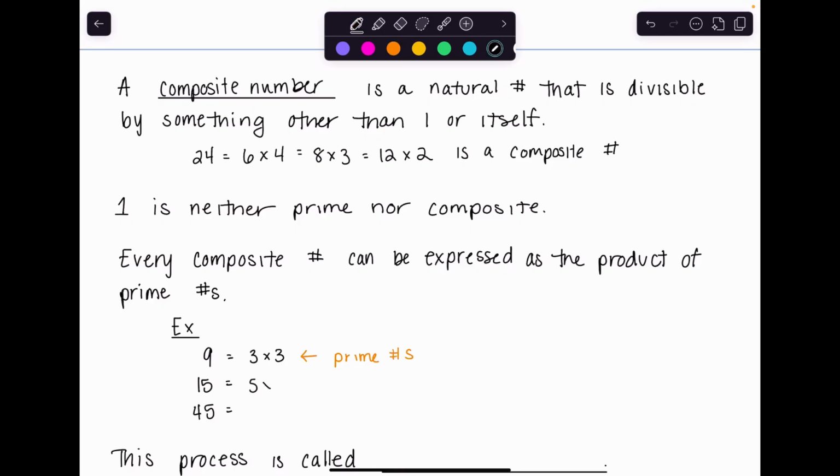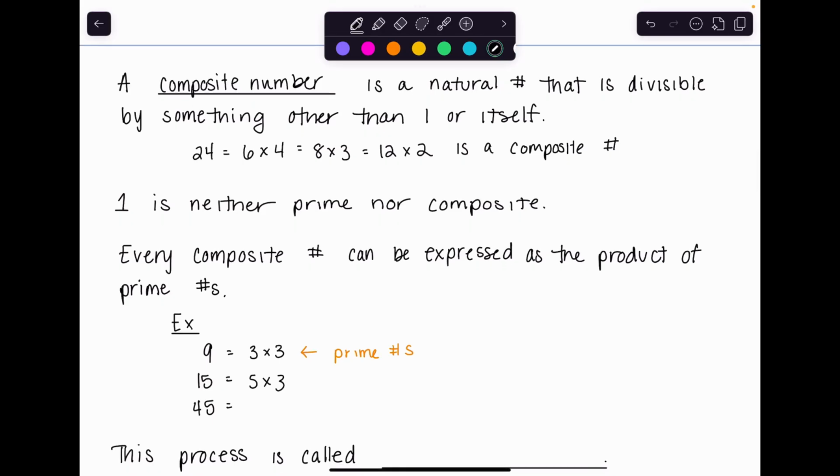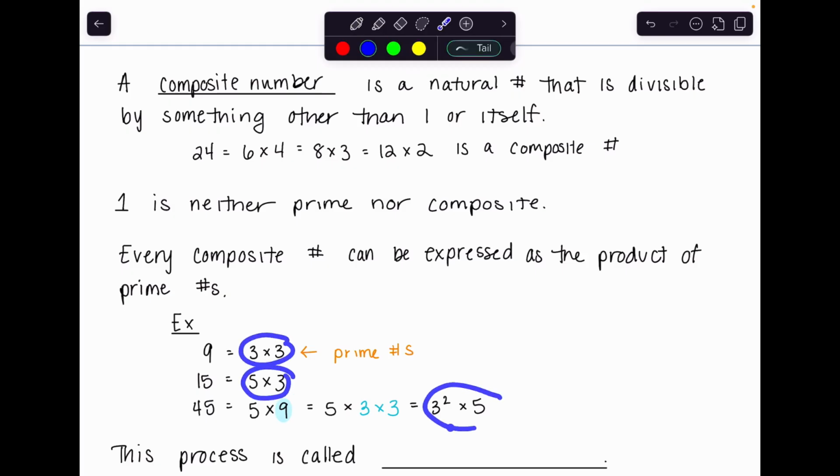15, you can write as 5 times 3. Also prime numbers. Well, 45, that one's a little bit harder. You could write this as 5 times 9. But this 9, I can actually break down further. So that's 5 times, and 9 can be written as 3 times 3. And then to clean this up a little bit, 3 times 3 is 3 squared. So that's 3 squared times 5. So in the end, I end up with just a product of prime numbers.